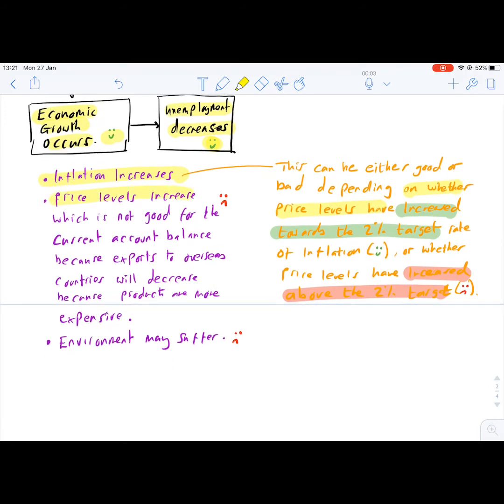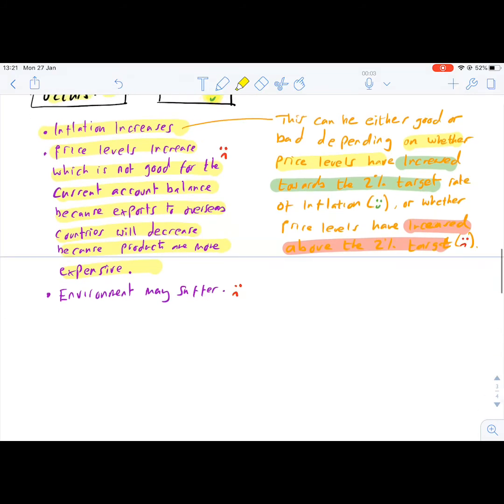Price levels increase, as we've just mentioned, from P to P1, which is not good for the current account balance because exports to overseas countries will decrease because products are now more expensive. It is going to be more expensive for firms and consumers from overseas countries to import products from the UK. Therefore, exports goes down. Therefore, the current account balance worsens. Also, it could be argued that the environment may suffer because of the increase in GDP.